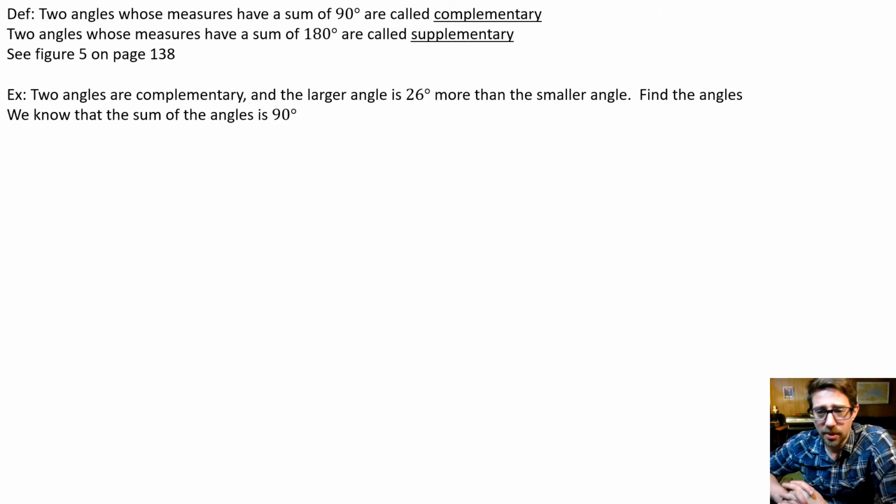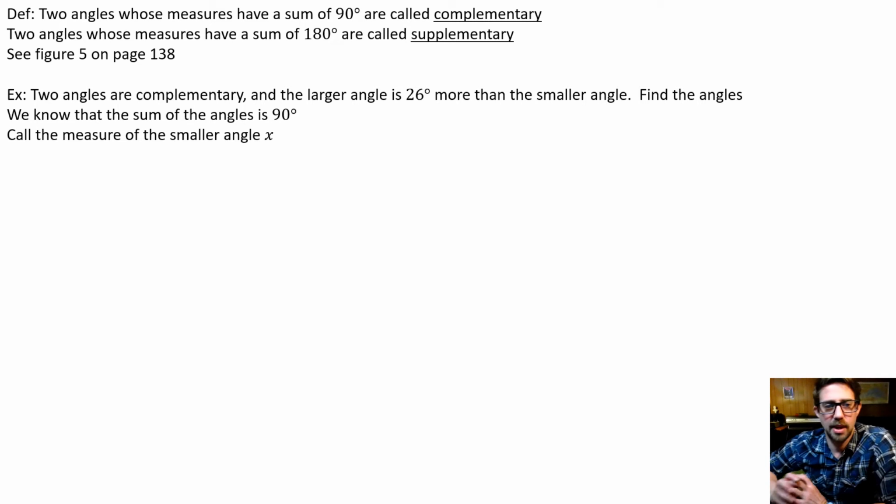That's the thing we know. It's unsaid, but that's what complementary means. And let's call the measure of the smaller angle x. So we'll often just use the degree measure to refer to the angle. So I could have just said let the smaller angle be x, and I probably will in the future. But really, the angle has a name, and this is the measure of it. So the measure is just however many degrees it is. For a 60-degree angle, the measure of that angle is 60. Okay.